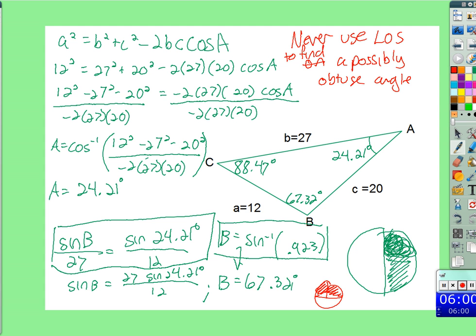Look at it this way, the way you just said, use law of cosines to find a possibly obtuse angle. Or just start with the smallest angle and work up. In that way, it guarantees that you won't use the law of sines to solve for an obtuse angle.